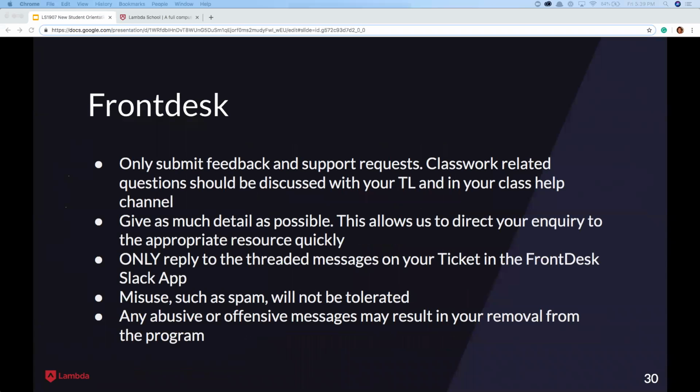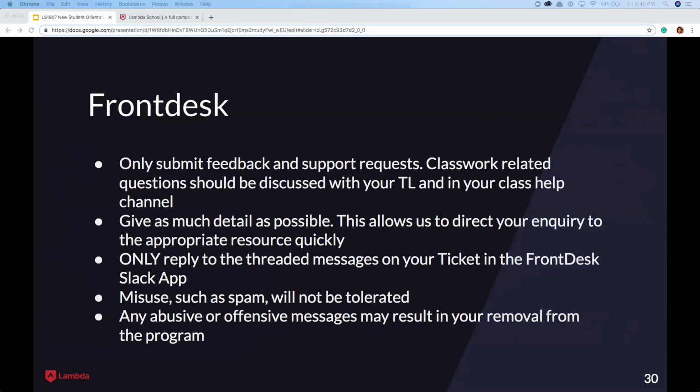All right, I have some rules for the front desk too. Remember to only submit feedback and support requests. If you have classwork related questions, go ahead and contact your TL or your class help channel, okay? The help channels are there for you as well. Try to give as much detail as possible. Overshare with us because this will allow us to put your questions into the right hands and get them answered as quickly as possible.